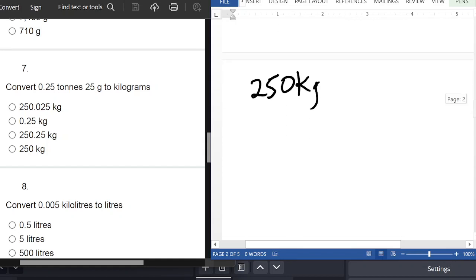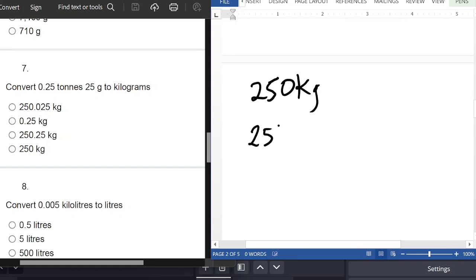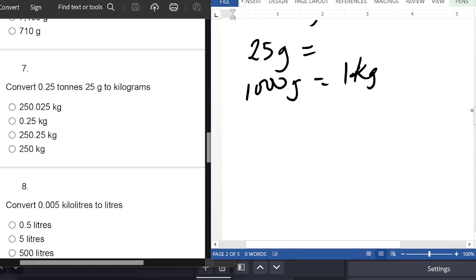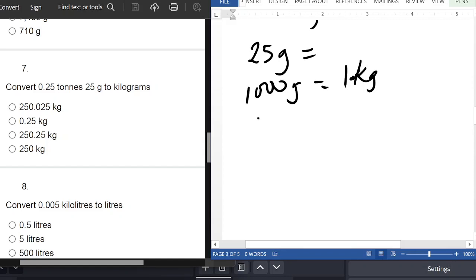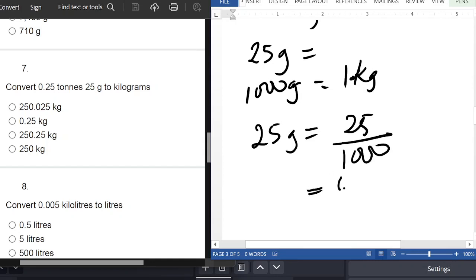So 25 grams to kilograms. The same thing: how many grams make a kilogram? That's 1000 grams equals 1 kilogram. So to change 25 grams to kilograms, we're going to divide 25 by 1000, and that gives us 0.025. I hope that is clear.